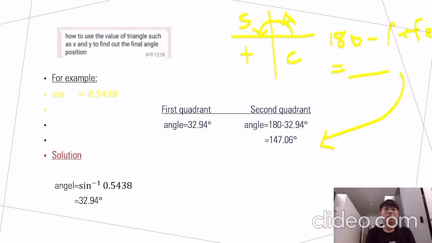This is because from the example question, we know that the value is positive. So according to the quadrant, we know that the value is also in quadrant 1 and quadrant 2. So according to the formula, in quadrant 2, we must use 180 minus the reference angle to get the final answer.